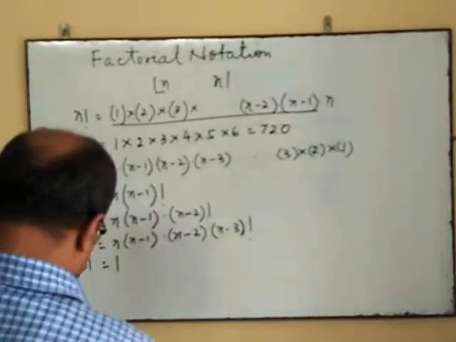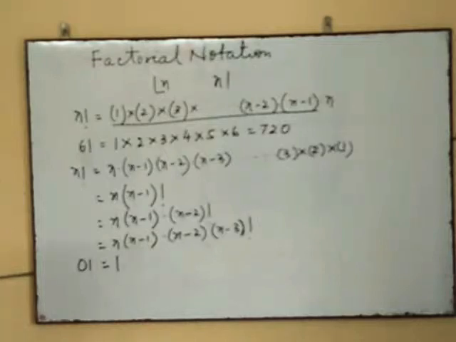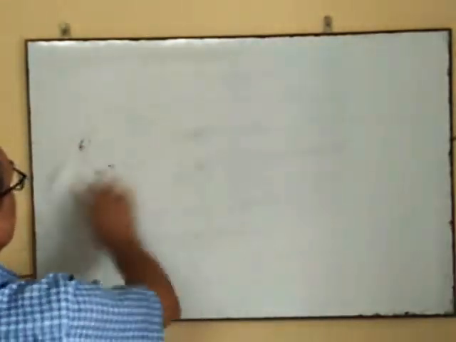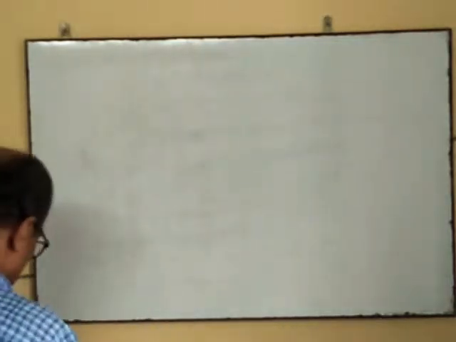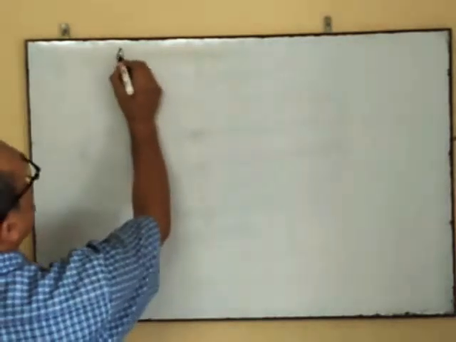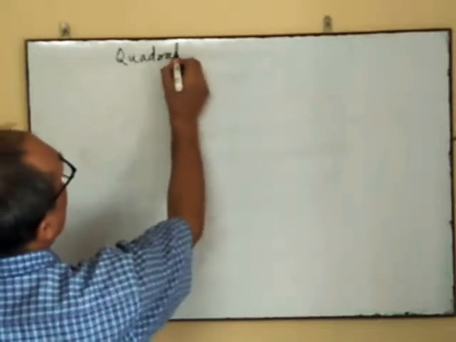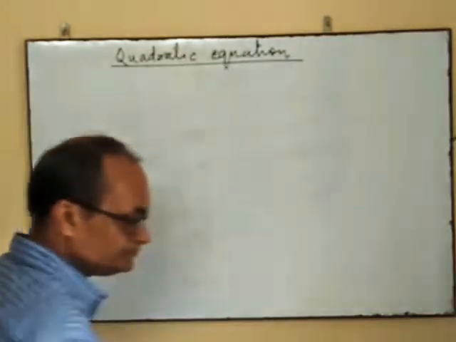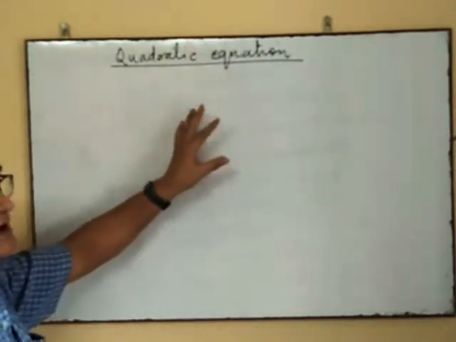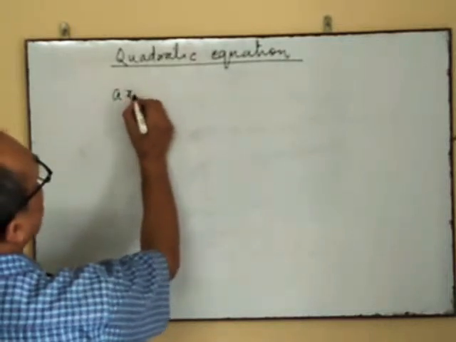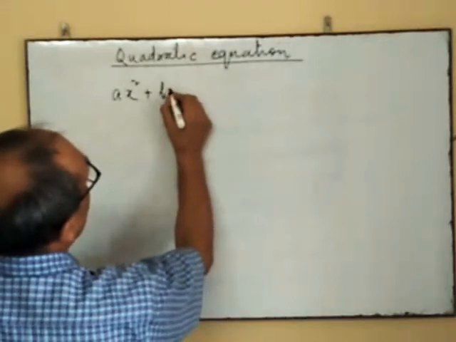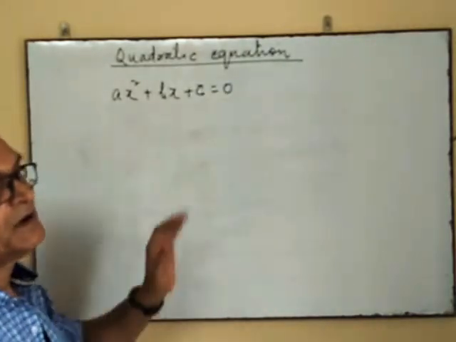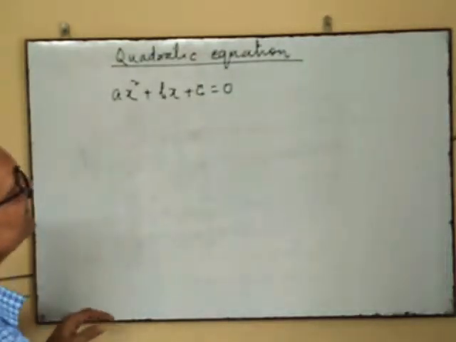So again, I am going to say here now about that topic which you know from the 10th class. So students, you know quadratic equation. So here the generalized formula for the quadratic equation is ax square plus bx plus c equals to 0. This can be solved by the factorization method and by the formula.